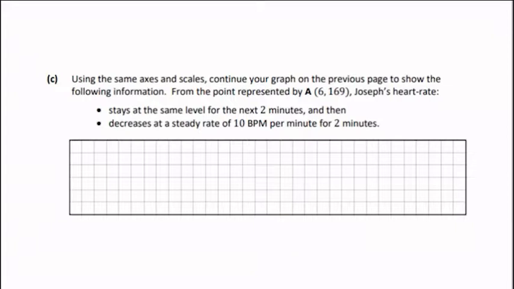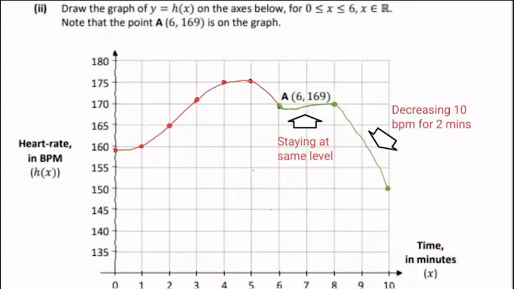So we have to add to the graph now with some information. The first part is we want to show a plot line which stays at the same level for the next 2 minutes. Okay, let's do that. And decrease at a steady rate. That's important, steady, which would mean very uniform for the next 2 minutes after that.